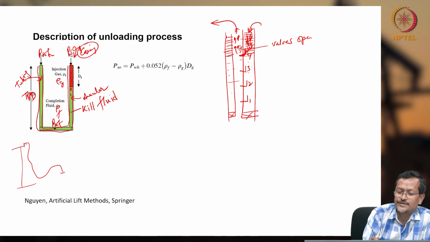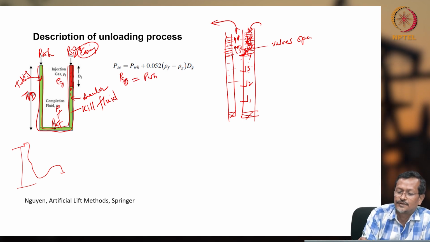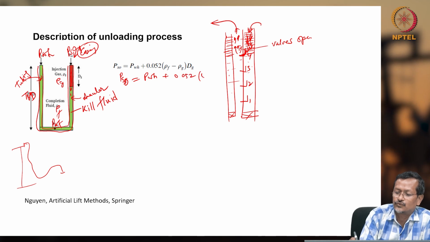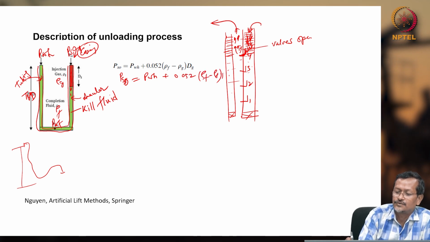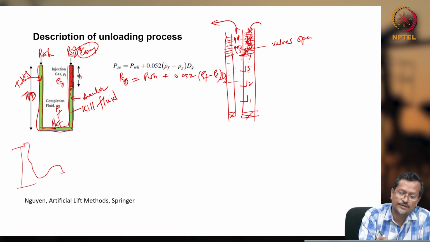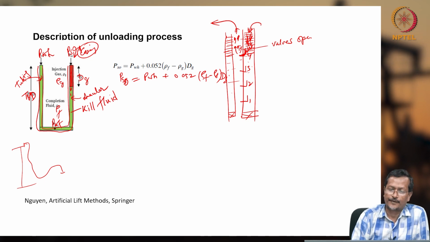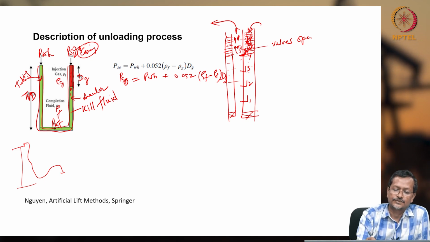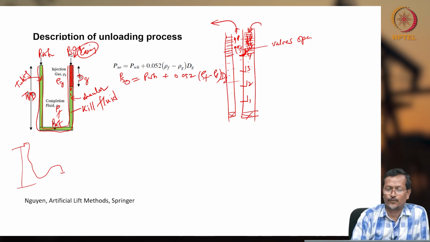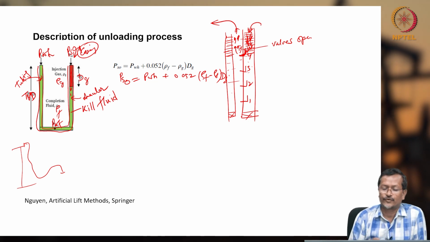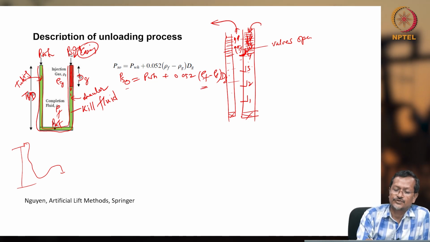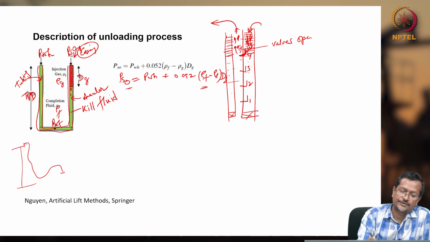So, the formula becomes PSO equals PWH plus 0.052 times (rho F minus rho G) into DG. DG means the gas column depth. This is the formula for calculating PSO, how much pressure you are giving. If your rho F is high, then PSO will also be high, so the gas injection pressure from the surface will also be high.